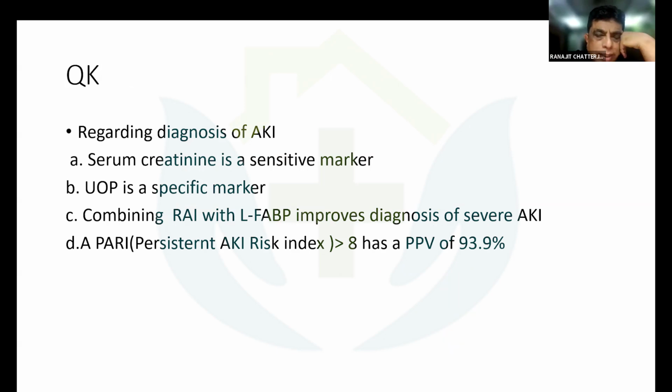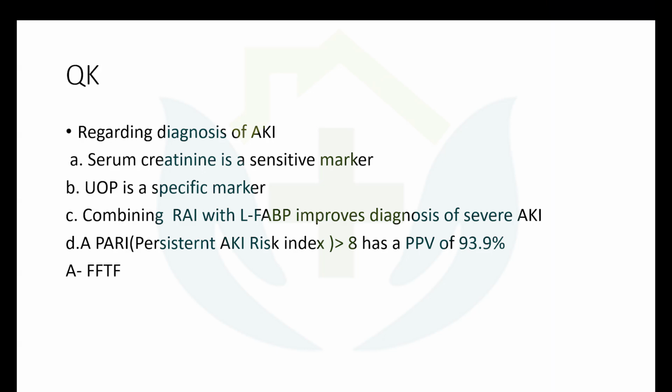Anyone? No answers. So it is becoming a bit difficult because you will get difficult questions. So serum creatinine is more a specific marker. Urine output is a sensitive marker. Combining renal angina index with L-FABP improves the diagnosis, true. And I have already told that indices have more negative predictive values. The answer is this will be a negative predictive value of 93.9%. So this type of questions you'll be getting.